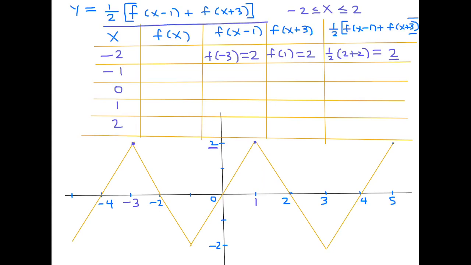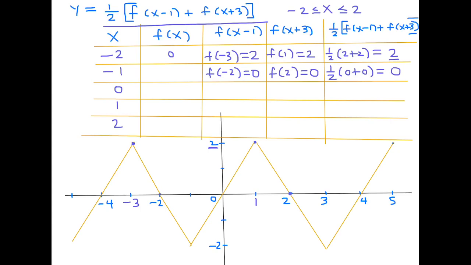And similarly, we would just keep going. And when x is minus 2, f at x was 0. But we don't really need f at x. Anyhow, let's just keep going here. When x is minus 1, we got f at minus 2. And f at minus 2 is 0. Just from the graph, it's right here. And similarly, f at x plus 3, when x is minus 1, is f at 2. And that is 0. Because f at 2 is right here. So therefore, we have 1/2, 0 plus 0, which is 0.